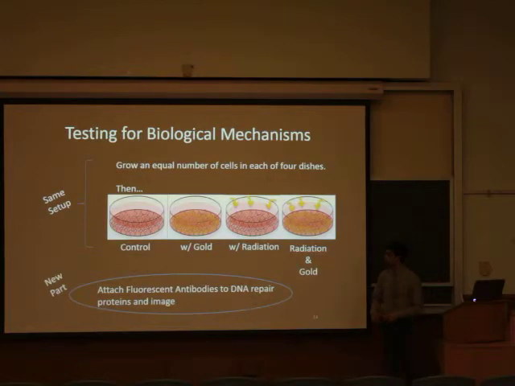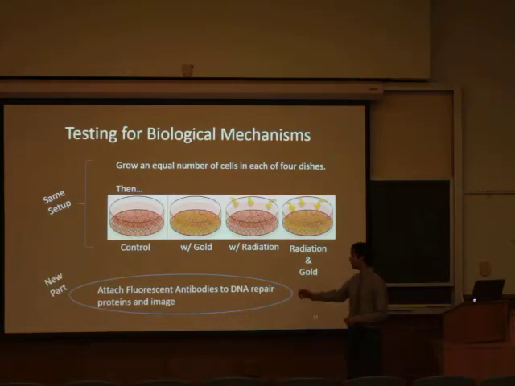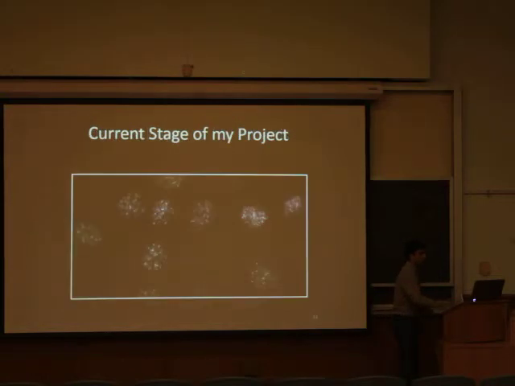The setup was basically the same as the last one, except for the last step. Instead of counting the cells in the dishes, we attached the fluorescent antibodies and imaged. This is an image of my cells, and we're currently in the phase where we're trying to send it into the algorithm to get the results from the number of bright spots we have, so we can compare it with the other dishes.